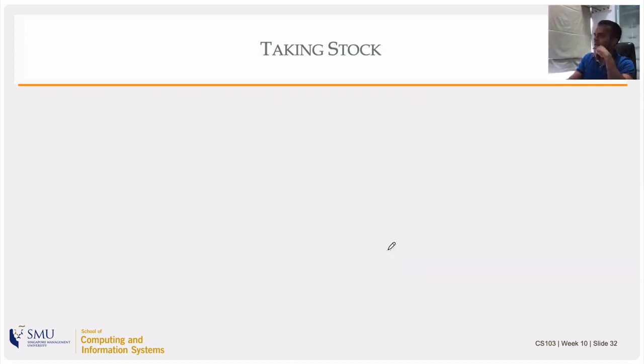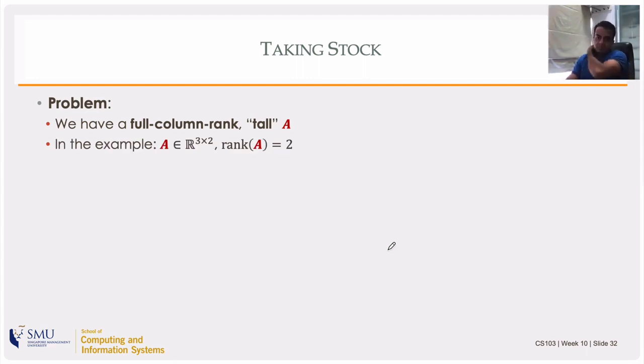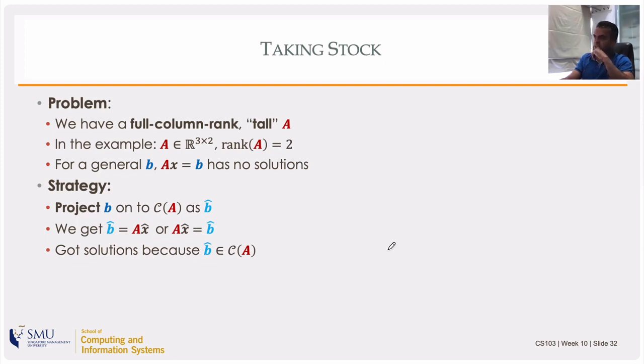So let's take stock of whatever we did so far. The problem that we're faced with, we have a full column rank tall matrix A. In this example that we did, we had 3 rows and 2 columns, so the rank was only 2, but that's the maximum rank you can have, so it's full rank, full column rank. So for a general b that you take, Ax equal to b will not have a solution because b is not guaranteed to be in the column space. So our strategy is to project b to the column space of A as a b hat. Then we get b hat is equal to A x hat, or A x hat is equal to b hat, and that is guaranteed to have solutions because b hat is guaranteed to be in the column space.